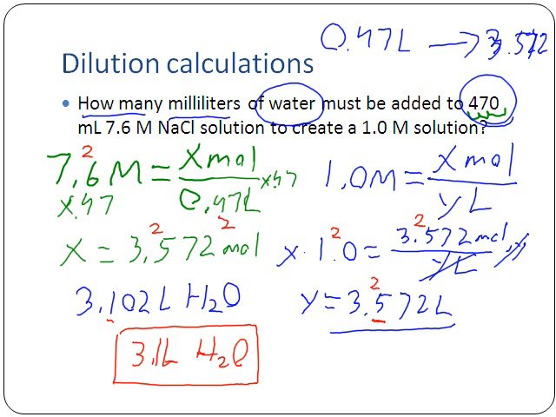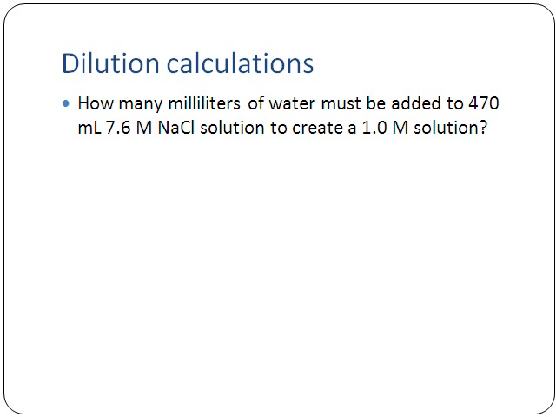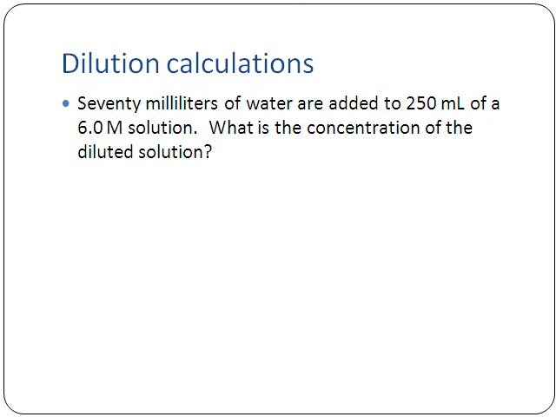So one last example to make sure we understand it pretty well here. 70 milliliters of water are added to 250 milliliters of a 6.0 molar solution. What is the concentration of the diluted solution? So, setting this up again, we're going to once again write out 2 equations, one for one solution, one for the diluted solution. The only one we really know here is this nice 6.0 molar. And so we're going to say we start off with 6.0 molar solution.